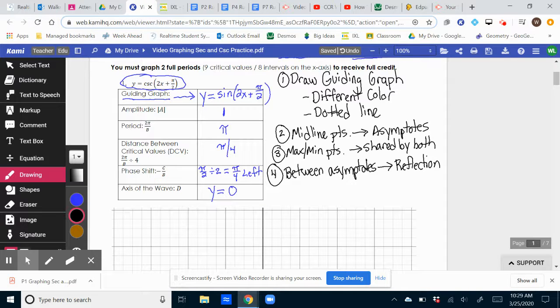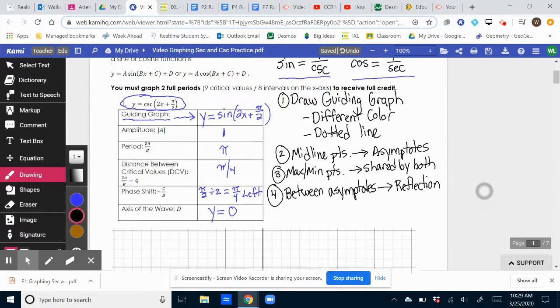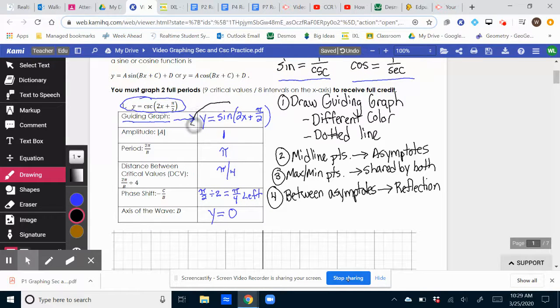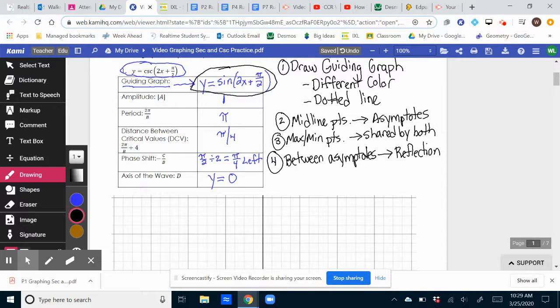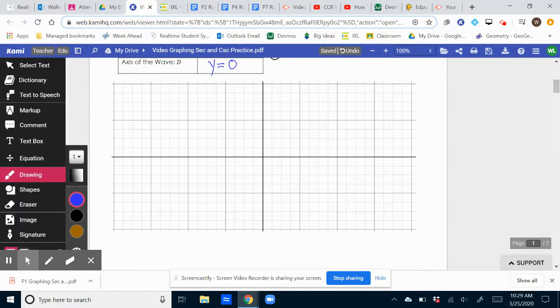All right, so instead of trying to understand what all of this means, let's do it one step at a time. Your first step is to graph the guiding graph. So I'm actually graphing this here, y equals sine of 2x plus pi over 2. I have all the critical information here in this table, and I'm going to graph this in blue. In Cami, it's very easy to change colors. Over here, you click drawing. It should have a palette for you. Make sure you choose a different color to show that that's your guiding graph, not your real graph.